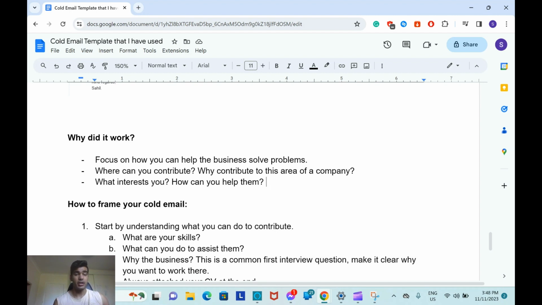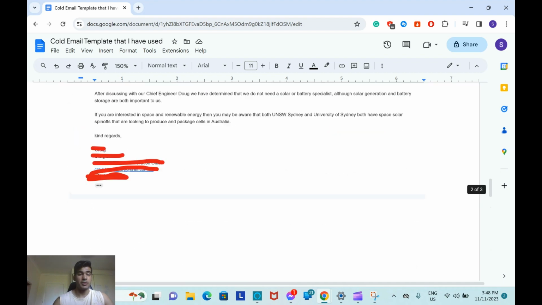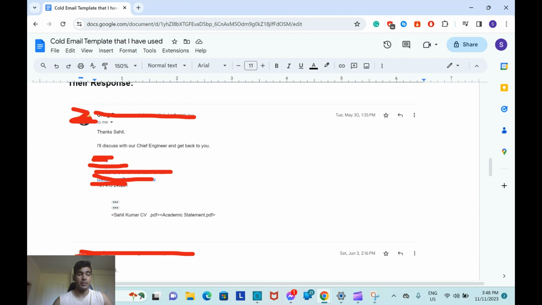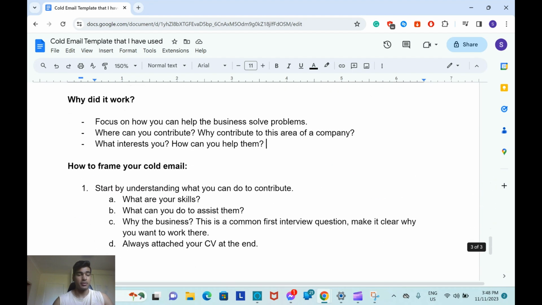So focus on how you can help. What can you contribute to the business? What interests you? And how can you align those interests with what the company is actually doing? And if you can nail that, you'll get responses like I have with not only interviews, but just email chains of guys going out of their way just to try and see if there's a role for you.